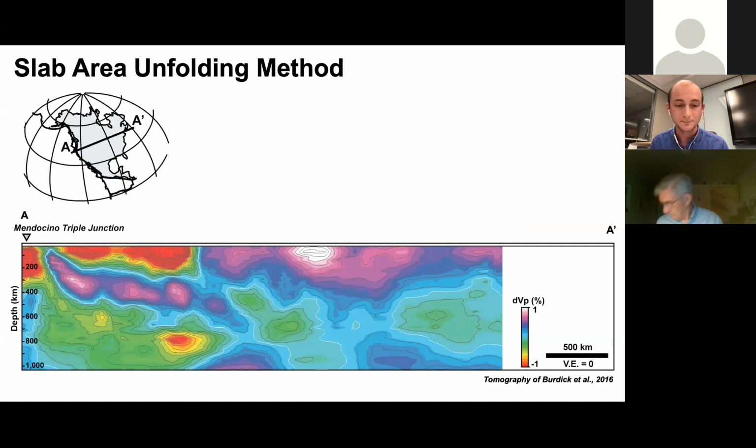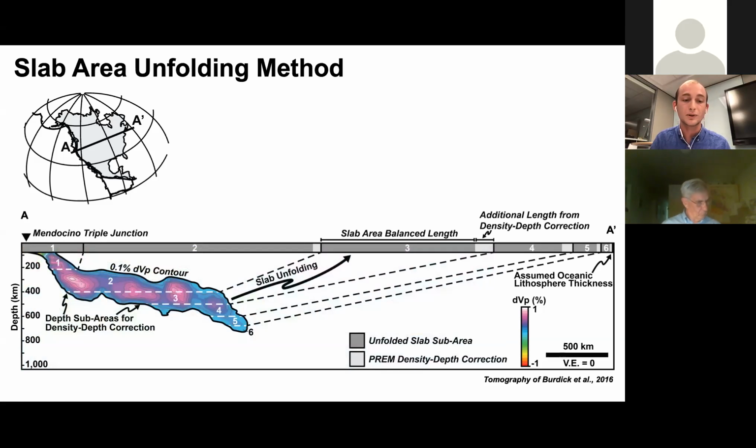So if we zoom in on this upper mantle Cascadia slab, we can start to quantify the amount of subducted oceanic lithosphere that's held within the slab anomaly by defining what we're calling the slowest closed contour. And that is the slowest contour which closes around a given slab anomaly. So in this case, it is the 0.1% dVp contour. Essentially we need to do this to define the edge of these subducted slab anomalies.